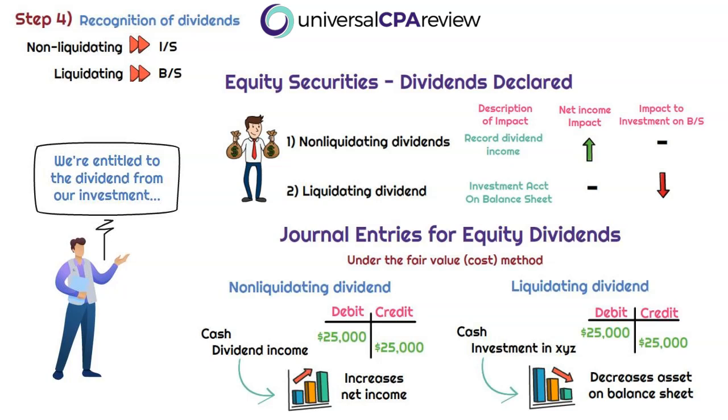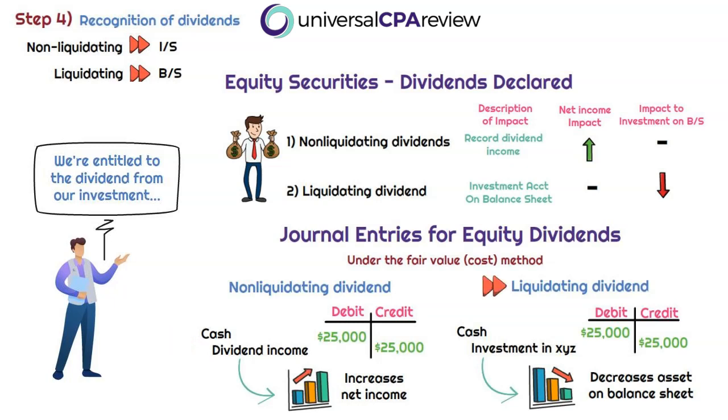Let's say it's $25,000 of cash. Well, we're receiving cash, so we would debit cash for $25,000, and then we would credit dividend income, which is similar to a gain. It would probably be considered non-operating in our income statement, but that would be a credit for $25,000. And like I said, that's going to increase net income.